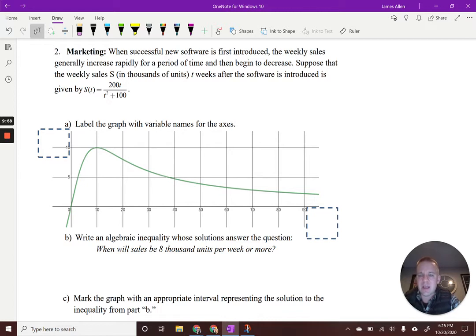All right, let's hop to it. We've got those nice little boxes there. Fill them in. For what will be my y-axis, it'll be our sales S in thousands. And then how about our x-axis? Well, that'd be our weeks T after the software is introduced.